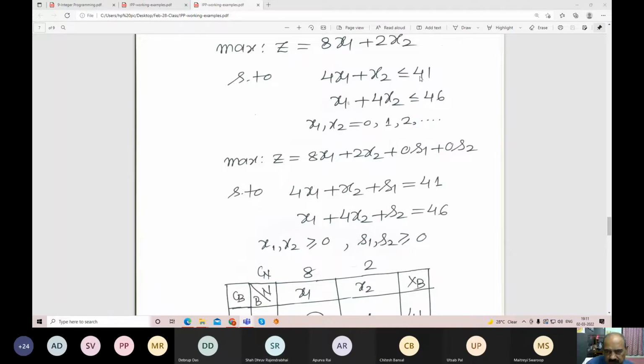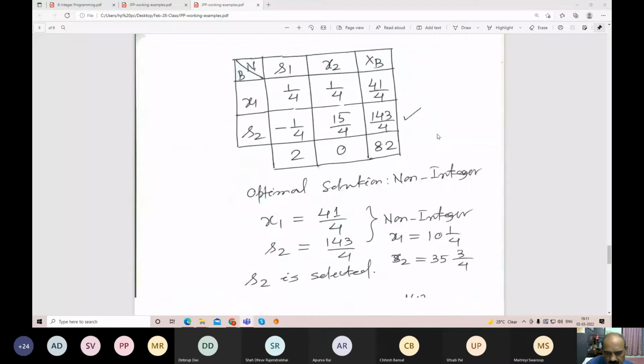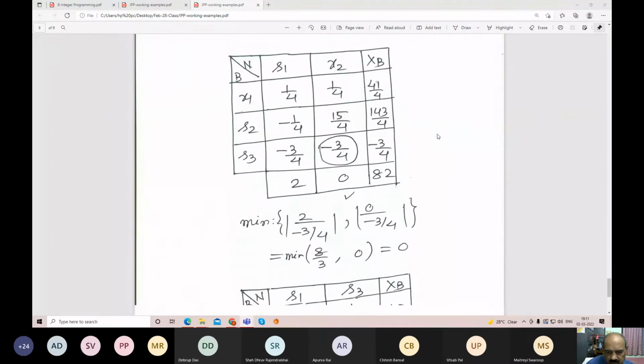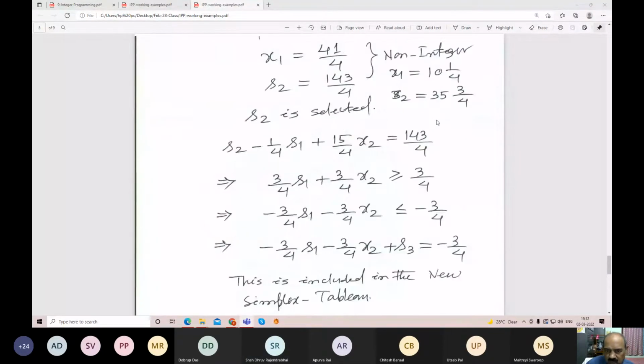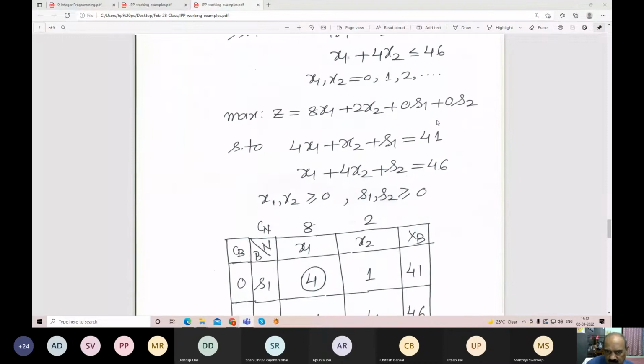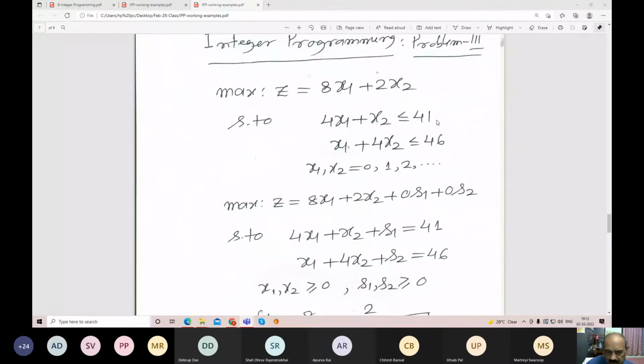But if it is 82, then what are x1 and x2? What is the answer here? x1 equal to 10 and x2 equal to 1. So without solving, one can guess this type of problem. But guessing without working is also dangerous. You have to realize that.